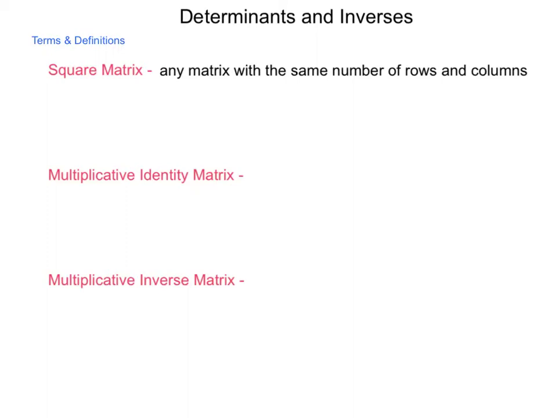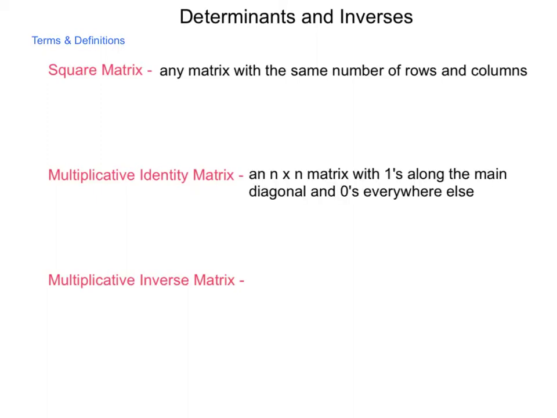We have a multiplicative identity matrix, which is an n by n matrix with ones along the main diagonal and zeros everywhere else. What this looks like for a 2 by 2 matrix would be ones here and here with zeros elsewhere. For a 3 by 3, you have a matrix that looks like this.